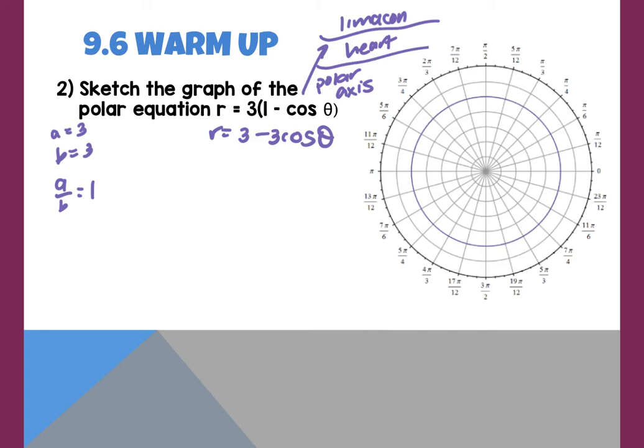I'm going to plug in 0. I'm going to plug in pi over 2 and pi. And then you can literally pick one from each of the top quadrants. It doesn't matter which one. I tend to pick pi over 4 just to be consistent, but it really doesn't matter.